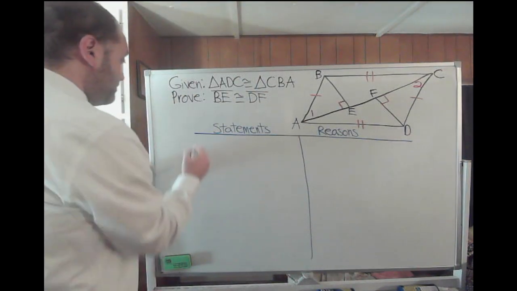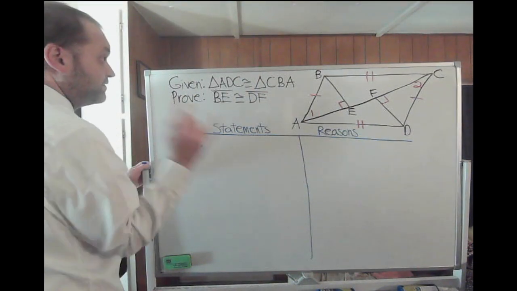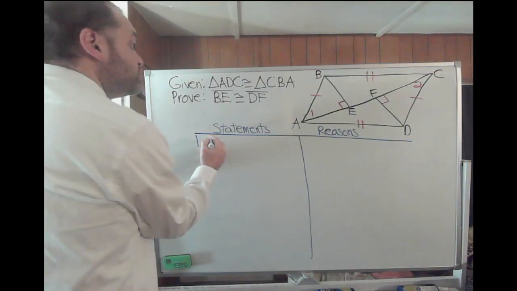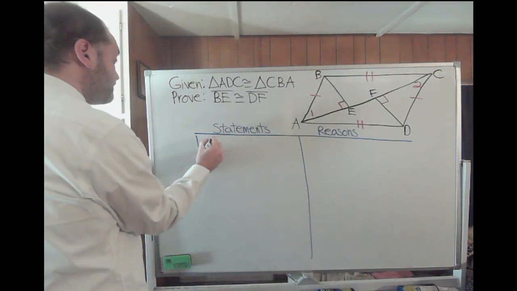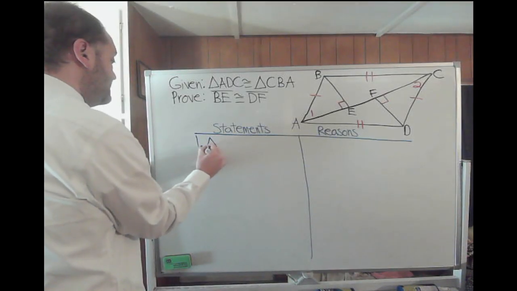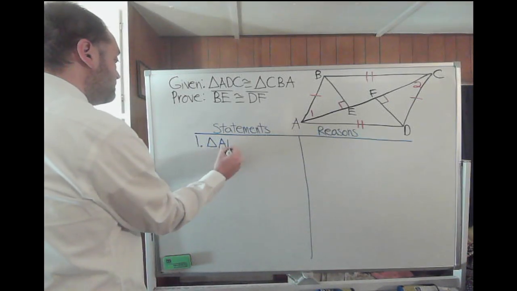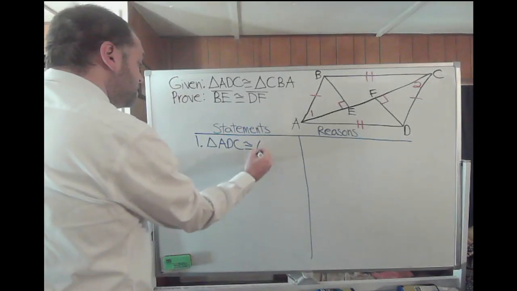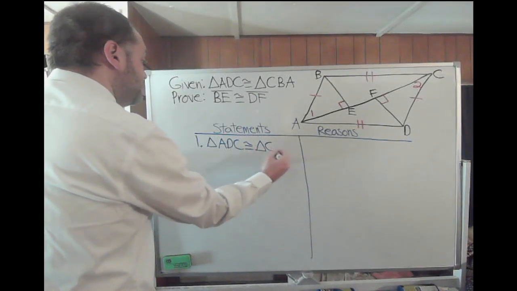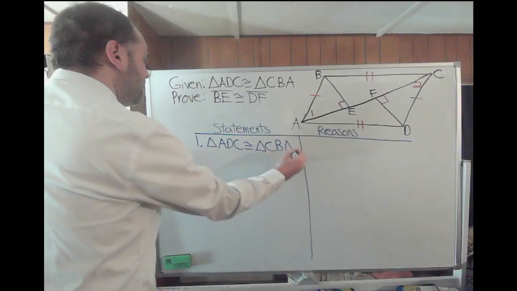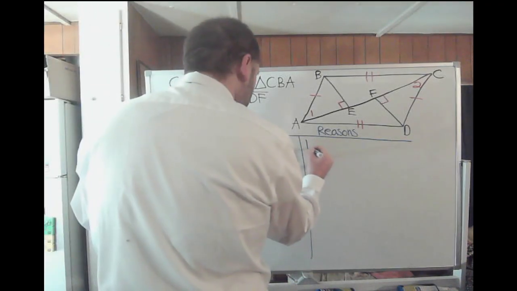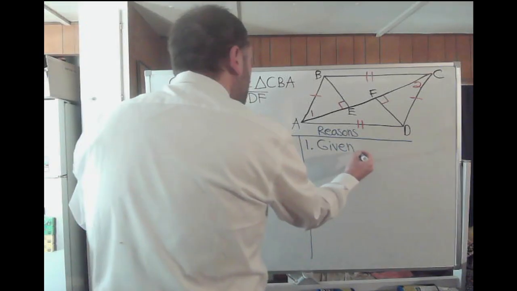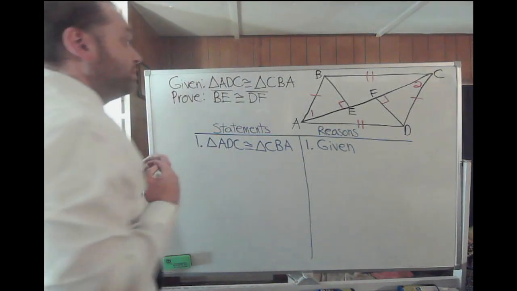Alright, statements and reasons. Of course, we'll start with the very first statement, that triangle ADC is congruent to triangle CBA. That, of course, was given to us, that the 2 triangles were congruent. Where do we go from here?